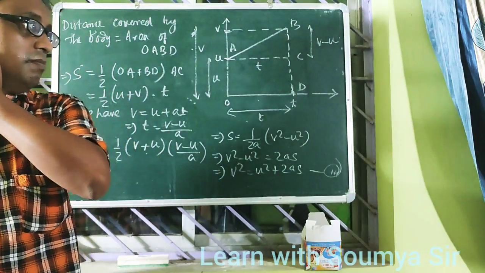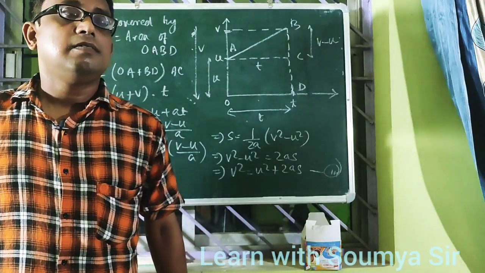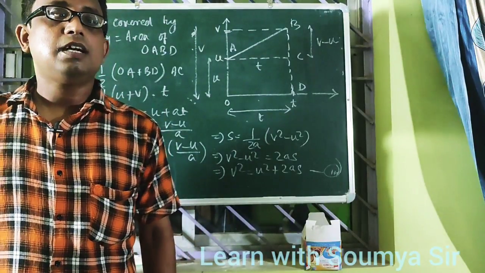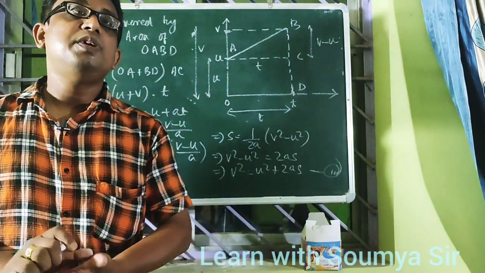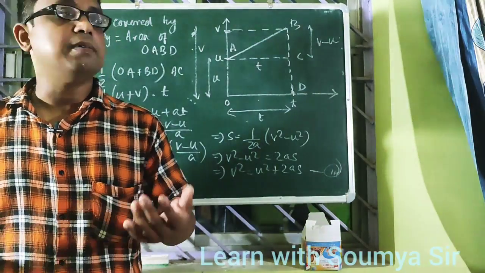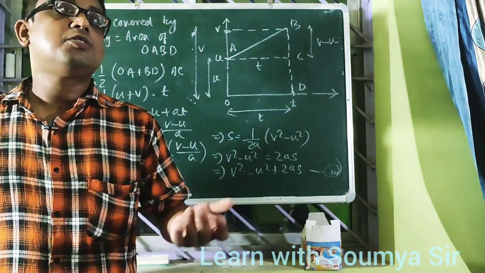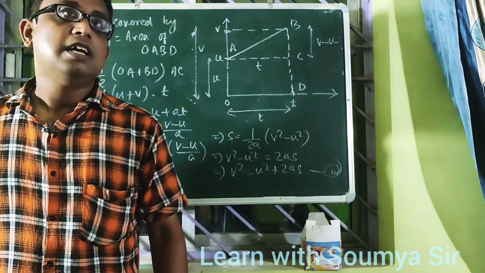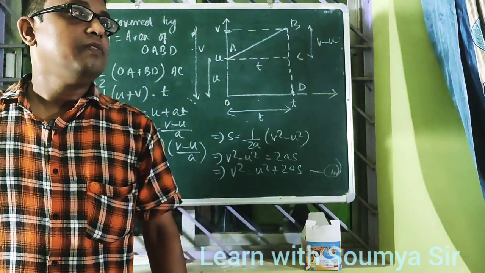Now a question will come: under what condition will the body satisfy the equations of motion? There are two conditions. One condition is the body should be in linear motion, that means the body should travel in a straight line. Number 2 condition is the body should have uniform acceleration. So what is uniform acceleration? That means the change of velocity will be uniform.